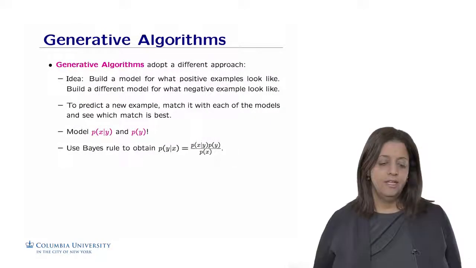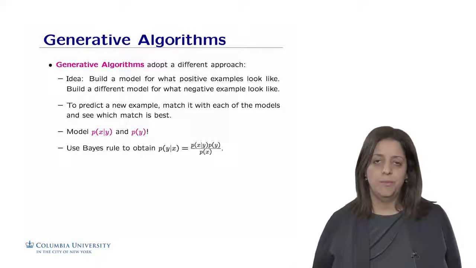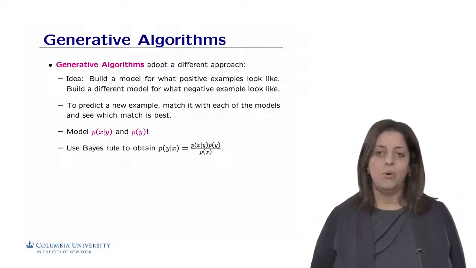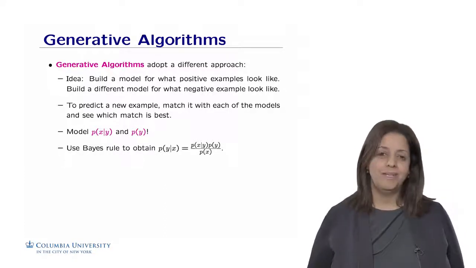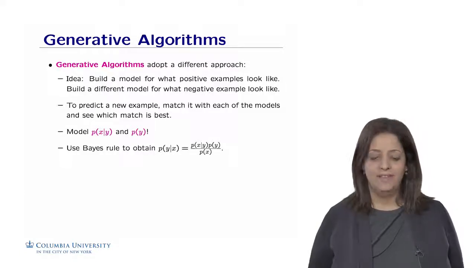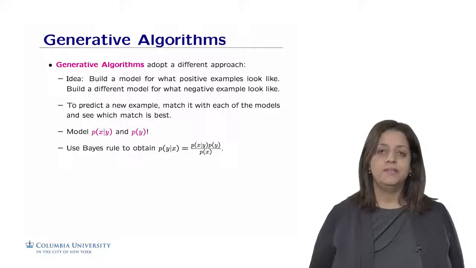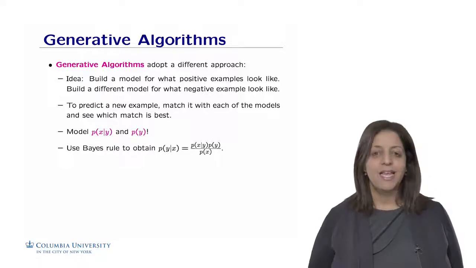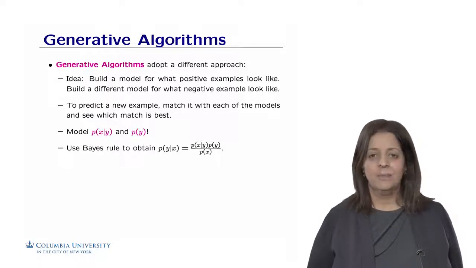In contrast, generative algorithms adopt a different approach. Instead of building one single model, a decision boundary, and using it to classify a point as positive or negative, what we build in generative algorithms is two models: one model of what a positive example looks like, and a different model of what a negative example looks like. To predict the class of a new example, we match this example to the two models and see which matches the best.